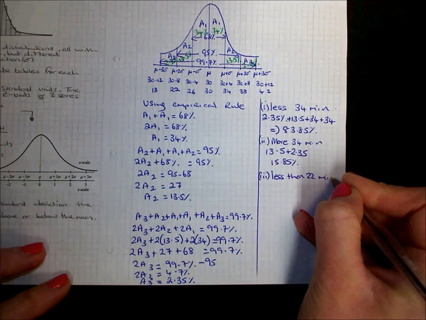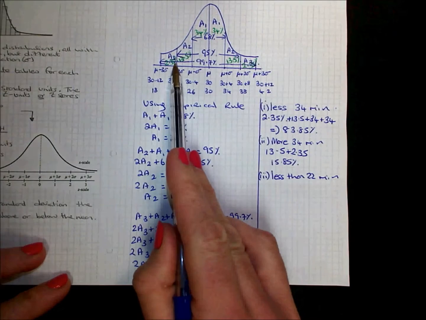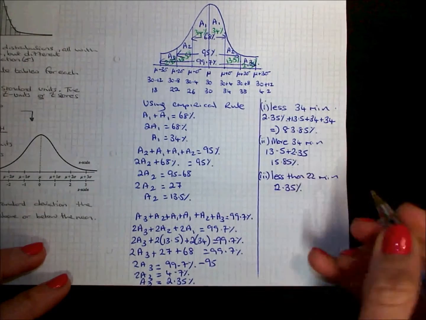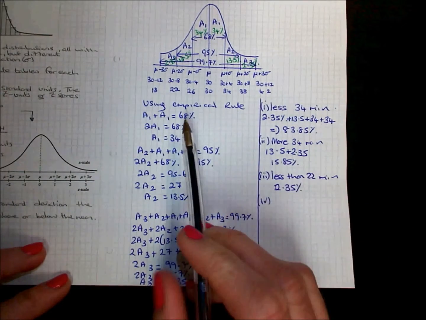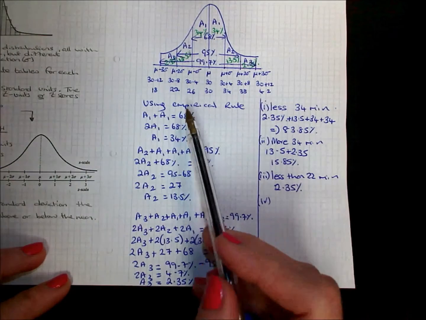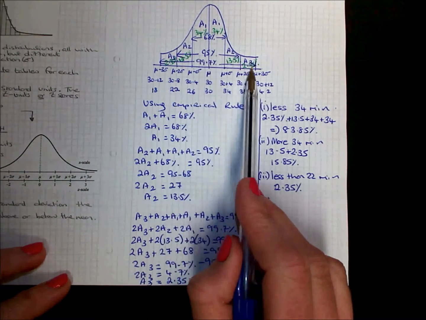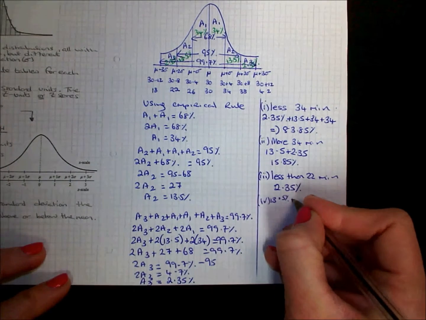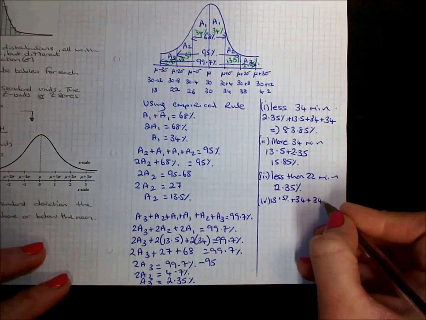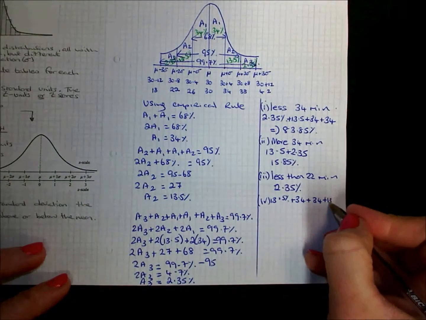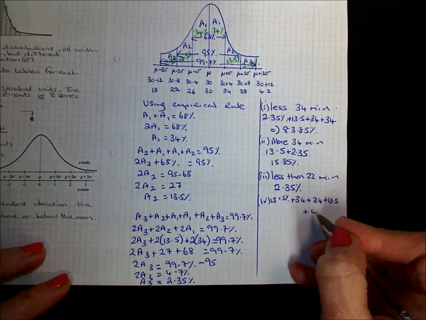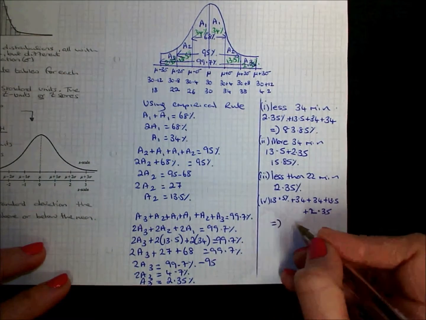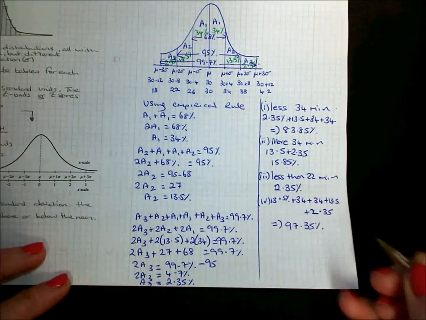And part 3 is less than 22 minutes. So there's your 22 minutes, and less than 22 minutes you can see is just your 2.35% of journeys, and more than 22 minutes is above it here. So it's your 13.5 plus 34 plus 34 plus 13.5 again plus 2.35, giving you a total of 97.35% of journeys.